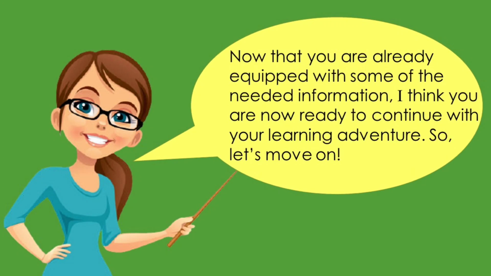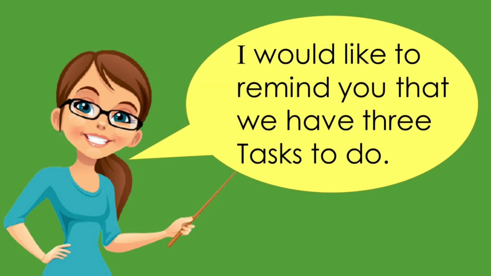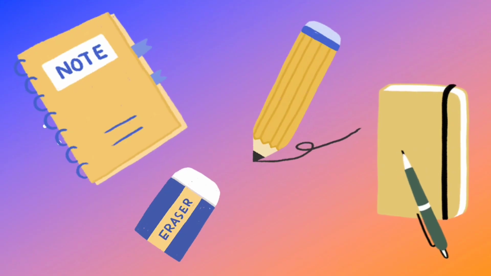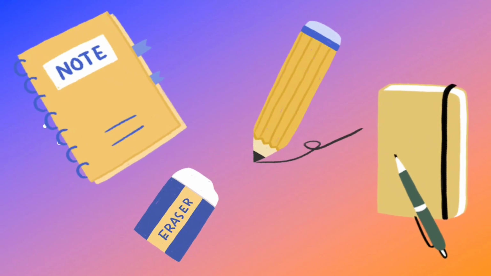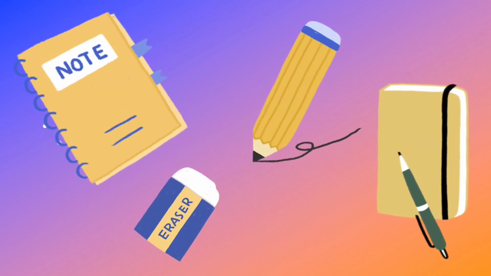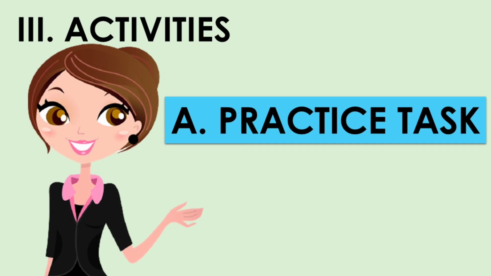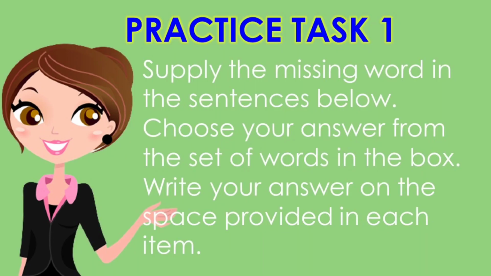Now that you are already equipped with some of the needed information, I think you are now ready to continue with your learning adventure. So, let's move on. I would like to remind you that we have 3 tasks to do. This time, I want you to get your notebook and turn your learning activity sheet to page 2. In practice task 1, you are going to supply the missing word in the sentences below. Choose your answer from the set of words in the box. Write your answer on the space provided in each item.